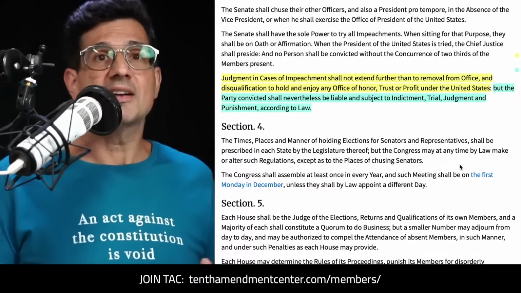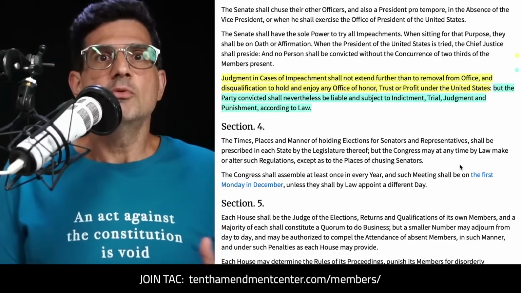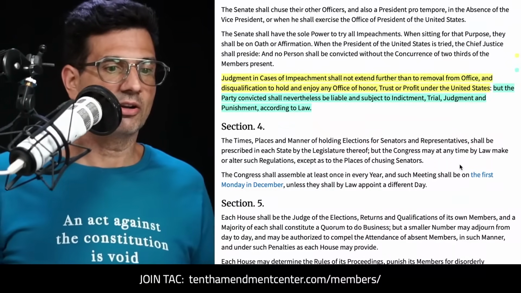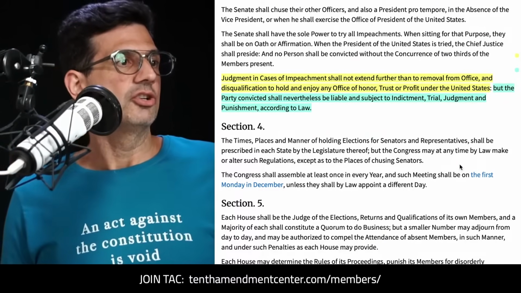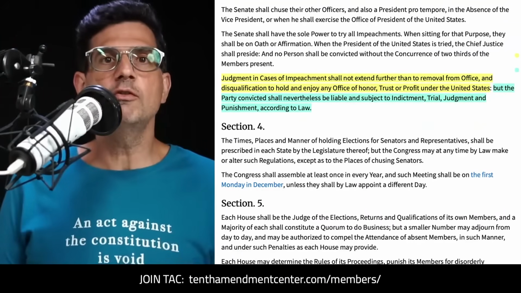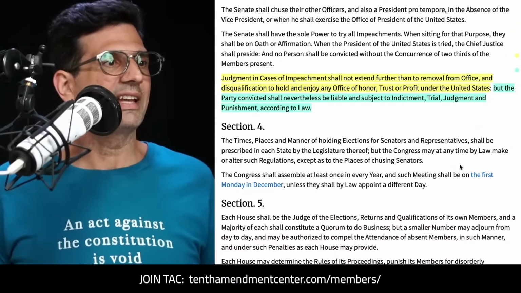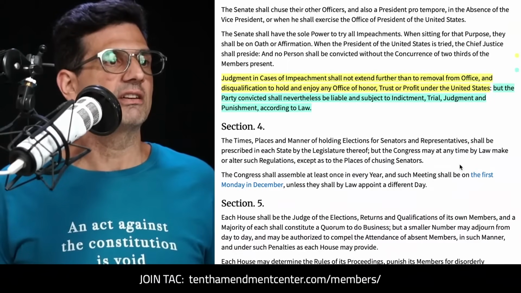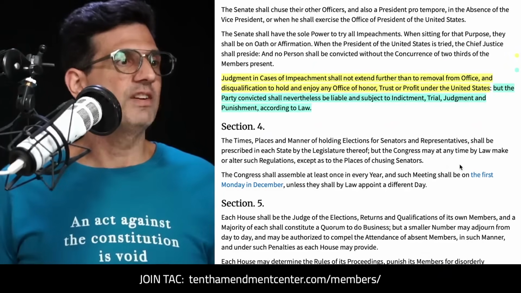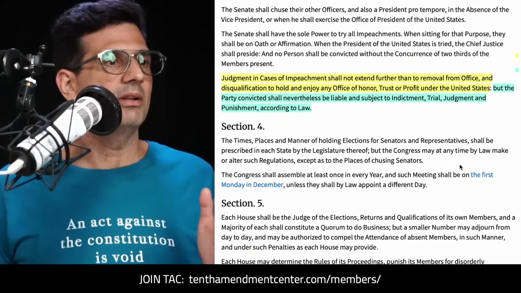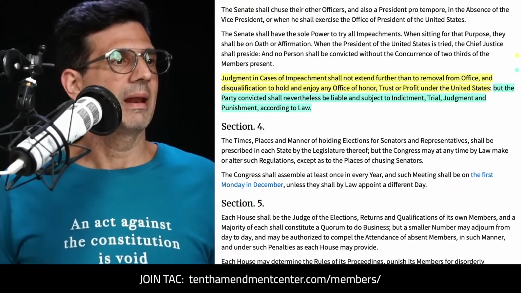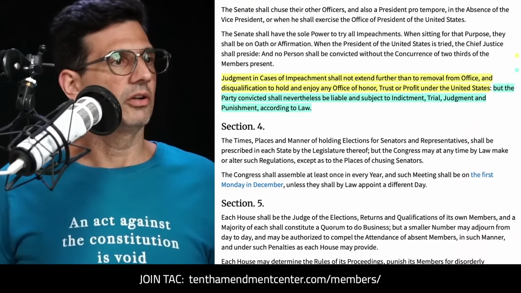The entire process for impeachment is about removal. It's not about convicting someone of a criminal act. And here from Article 1, Section 3, Clause 7, judgment in cases of impeachment shall not extend further than to removal from office and disqualification to hold and enjoy any office of honor, trust, or profit under the United States. But the party convicted shall nevertheless be liable and subject to indictment, trial, judgment, and punishment according to law.